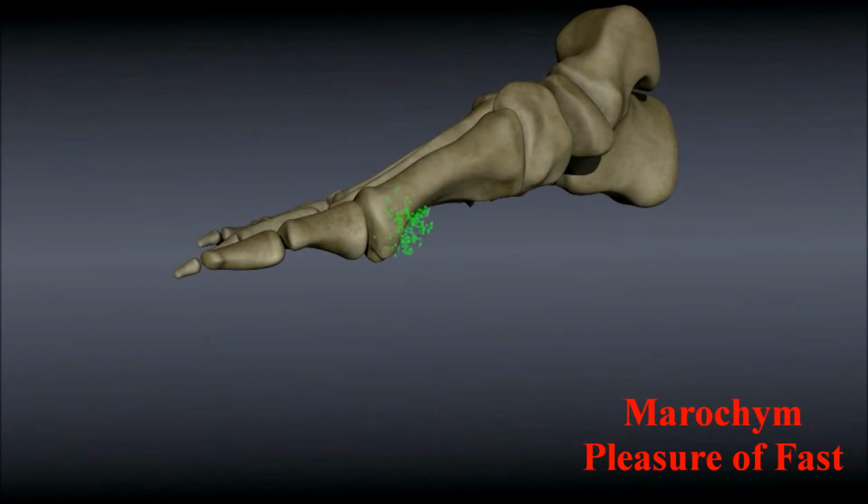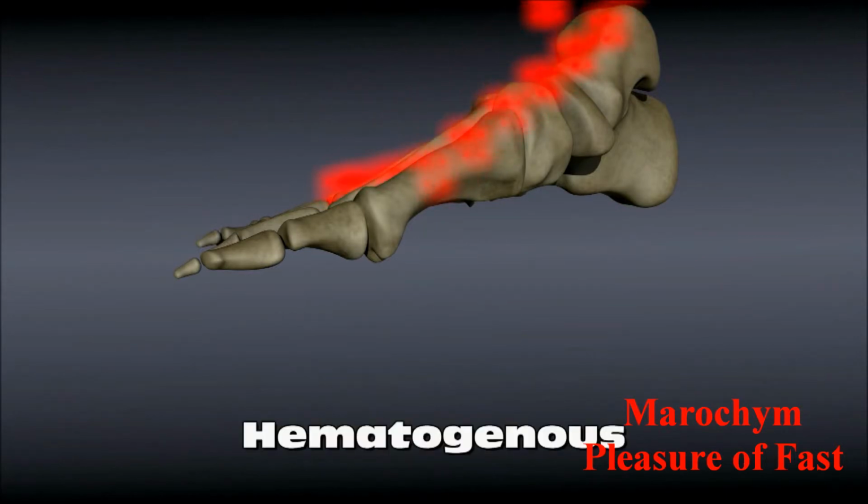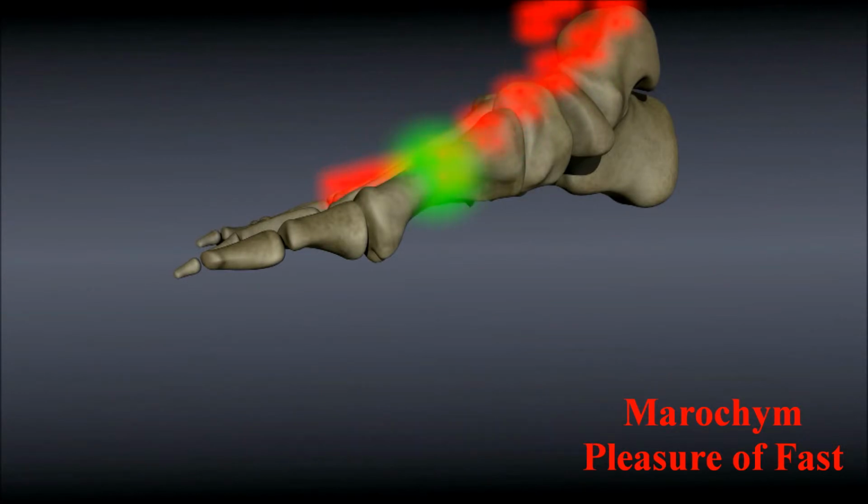The second way that osteomyelitis occurs is when microorganisms travel through the blood until they are able to settle in the bone. This is known as hematogenous infection. Often, this occurs because bacteria from another infection in the body travel through the bloodstream to the bone.